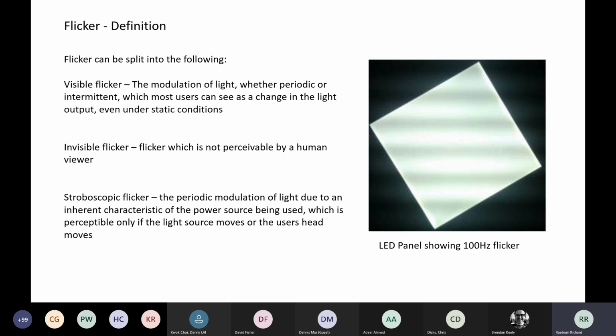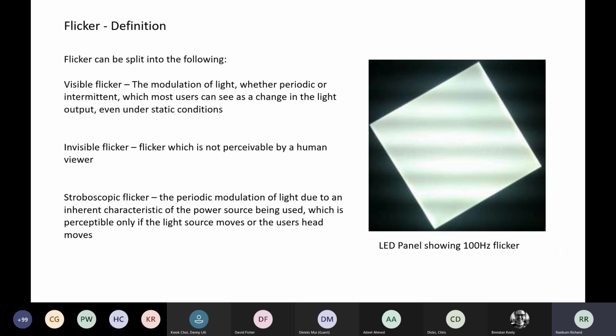We also have invisible flicker, so that would be flicker at a higher frequency, which is not perceivable in terms of vision, but actually can have some health effects. And then we have stroboscopic flicker. Again, we've all probably come across that with rotating machinery or moving machinery, and this is the periodic modulation of light due to the characteristics of the power source being used.